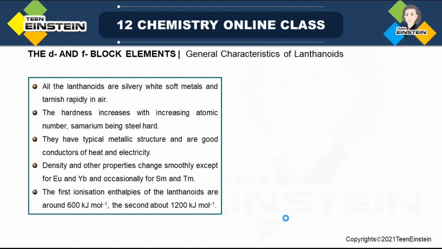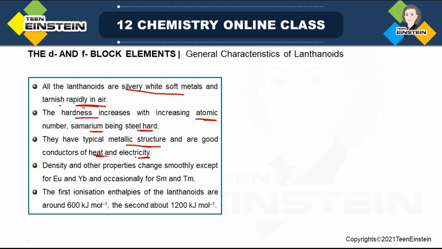Now we will see the general characteristics of lanthanide elements. All of these lanthanoids are metallic in nature. They are silvery white soft metals, and when they are in open air, they tarnish very rapidly because of the reaction with oxygen. There is a formation of an oxide layer, so that is why they tarnish rapidly in air. Hardness of these metals increases with increase in atomic number. Samarium, for example, is just like steel hard. They have a typical metallic structure and are good conductors of heat and electricity, because that is the common property of metals.